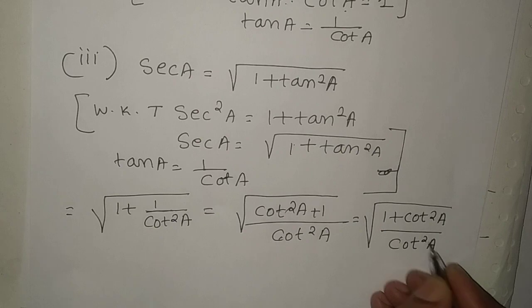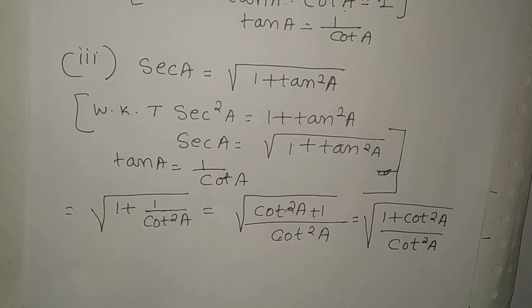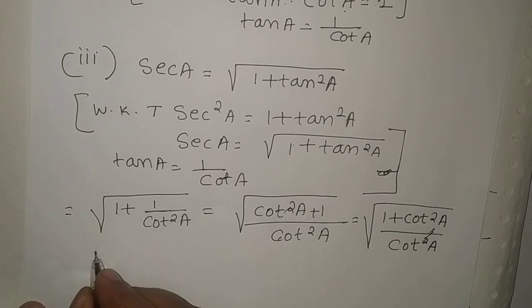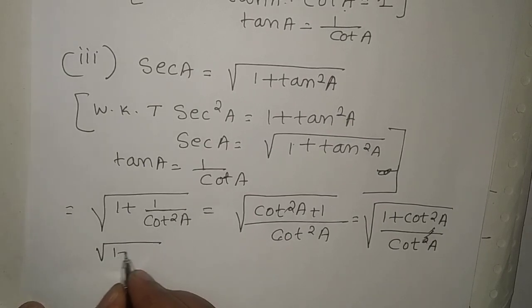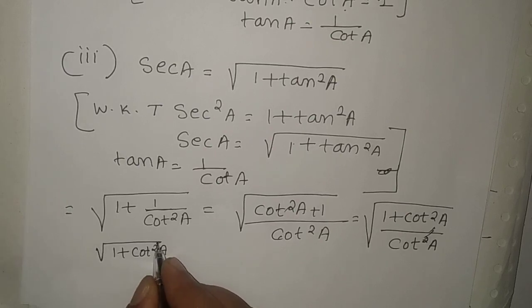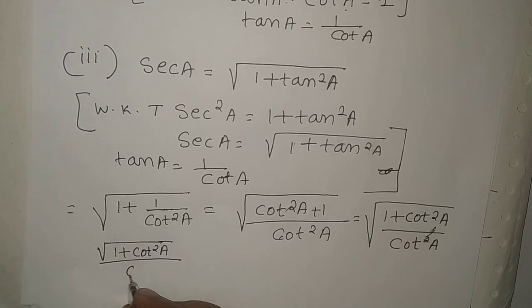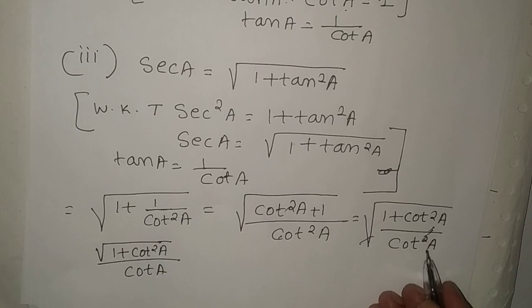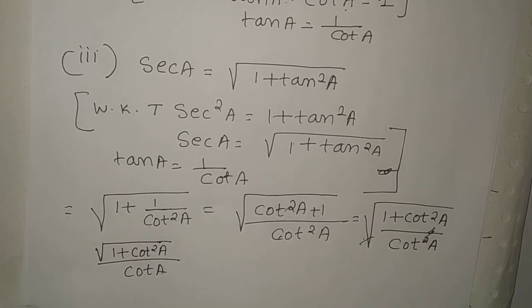square A. And if we remove this here, we can cancel this square root and write the square root only for the numerator. 1 plus cot square A by cot A. Cot A means this square root cancels, this cancels. Therefore, this is the solution.